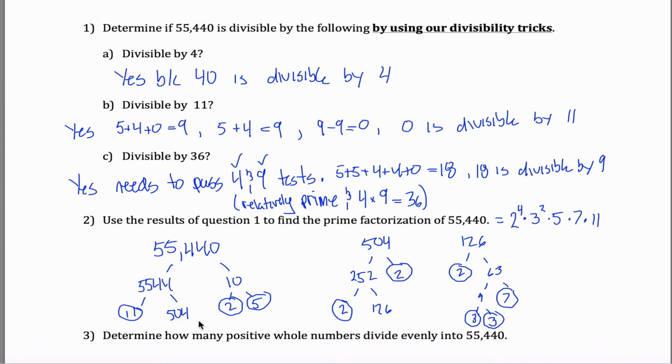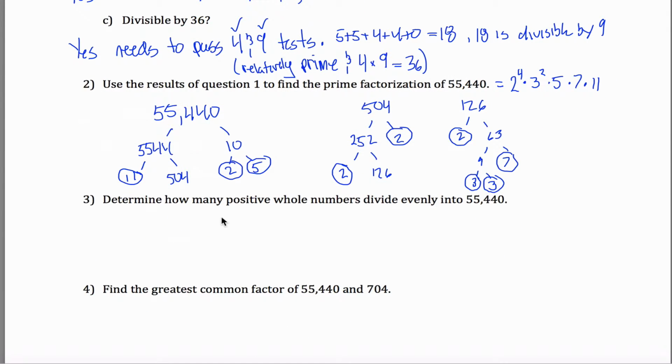And don't worry about the fact that the 504 and the 126 aren't circled, because the 504 kind of jumped up here just because I ran out of room. Here's my prime factorization. Determine how many positive whole numbers divide evenly into this number. Well, as we learned in class, there's an easy trick for doing this. All you got to do is look at the prime factorization and add 1 to each of the exponents. So if I add 1 to 4, I get a 5. If I add 1 to 2, I get a 3. If I add 1 to the 1 that is the exponent of these next 3 numbers, I get 2.